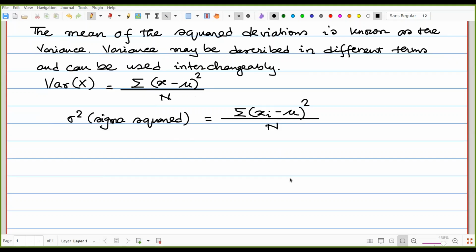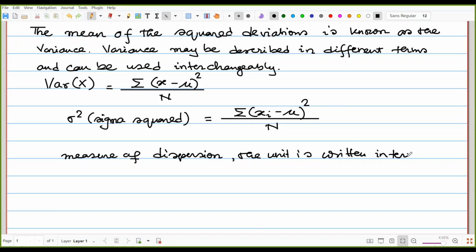Now, although sigma squared, that means the variance, is the measure of the dispersion, the unit of its measurement is written in terms of points.